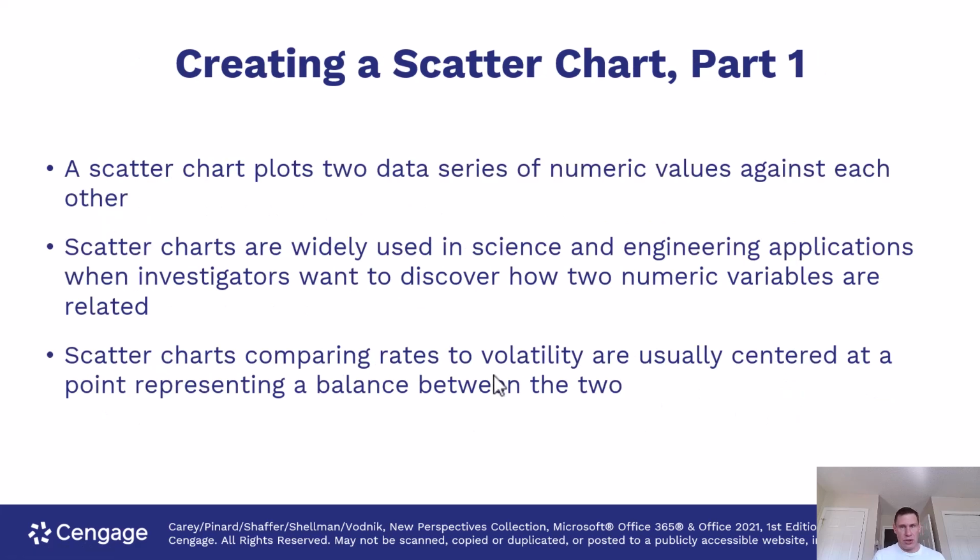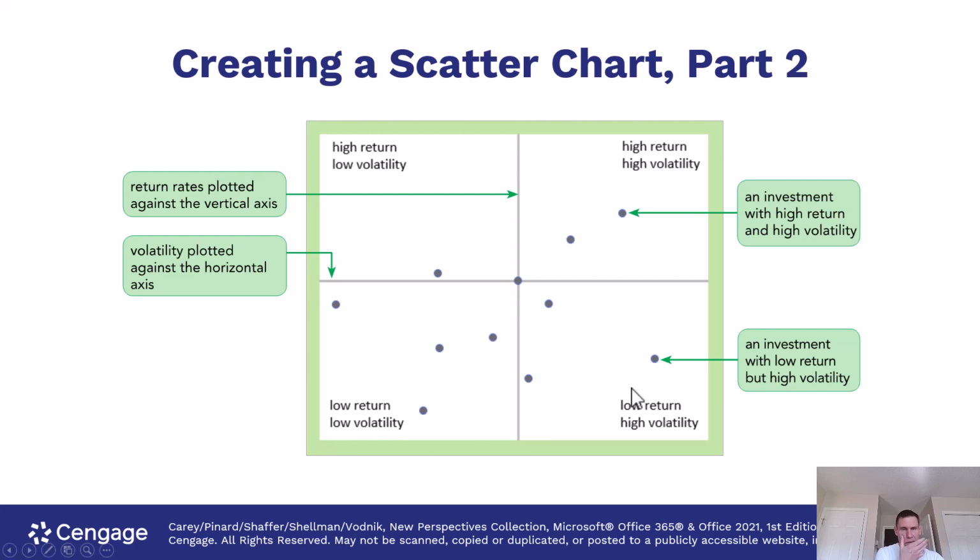And then a little bit about a scatter chart, because these are pretty popularly used in Excel. So a scatter chart plots two data series of numeric values against each other. Scatter charts are widely used in science and engineering applications when investigators want to discover how two numeric variables are related. Scatter charts comparing rates to volatility are usually centered at a point representing a balance between the two. So again, scatter charts are pretty good. That's one of my favorite tools, I think, in Excel, as far as visually depicting data. Very useful, very easy to read.